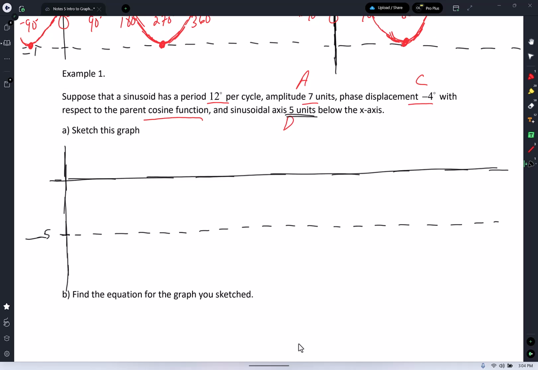All right. I haven't done anything crazy yet. All right, guys, focus, focus, focus. What's your amplitude? 7. So from the midline, I'm going to go 7 up and 7 down. 7 up, I'm going to be way right here. I'm going to call that 2. From the middle, you go up 7. From the middle, you go down 7. That tells you how big your wave is. I'm going to go down 7.